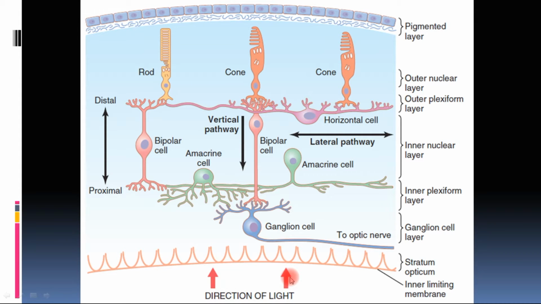And as we saw in the previous diagram, the direction of the light will be coming from the optical system to the eye, to the retina, in this direction, from the inner to the outer aspect.